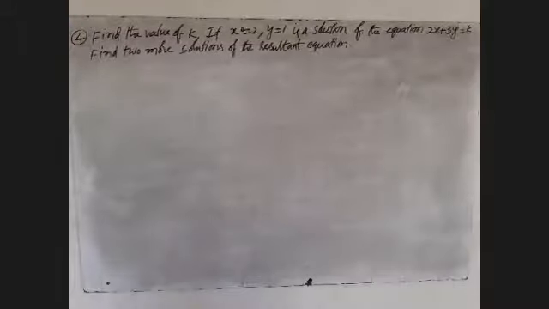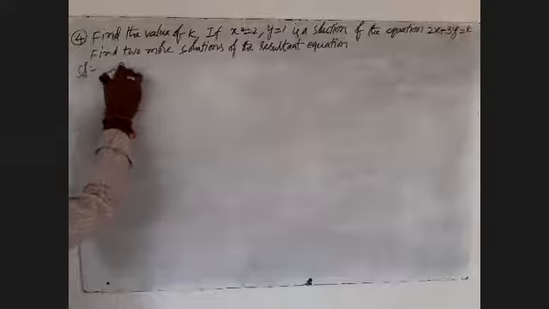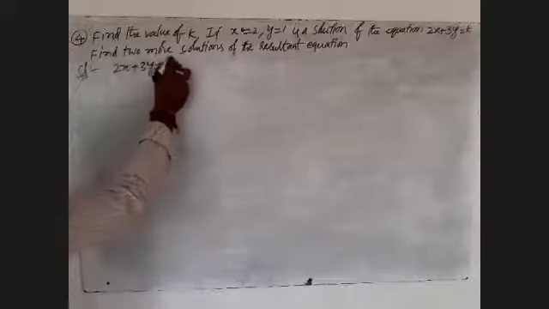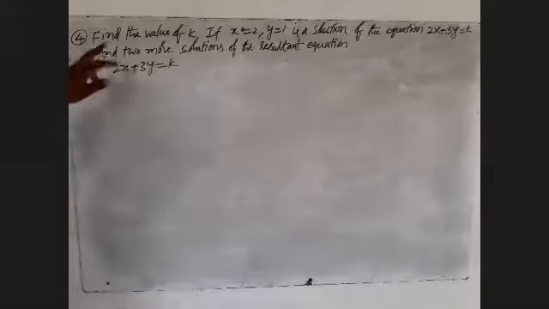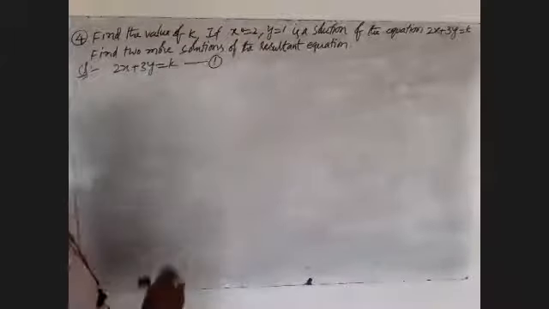First we'll write the equation. What is the given equation here? 2x plus 3y is equal to k. This is the given equation, but one more condition is there: if x is equal to 2, y is equal to 1 is a solution of the equation 2x plus 3y is equal to k. This is my equation number 1.